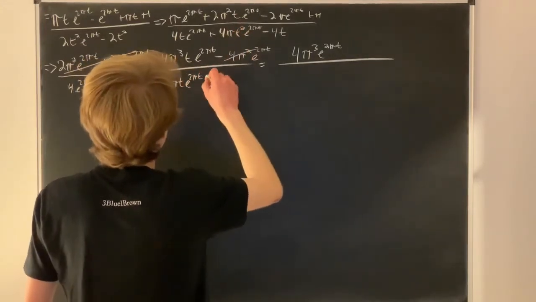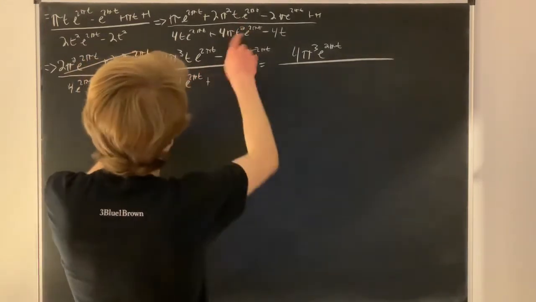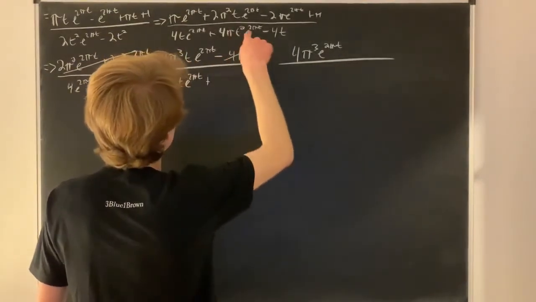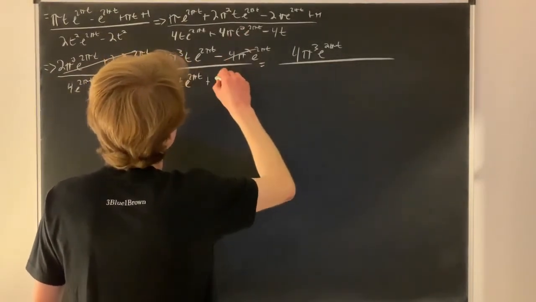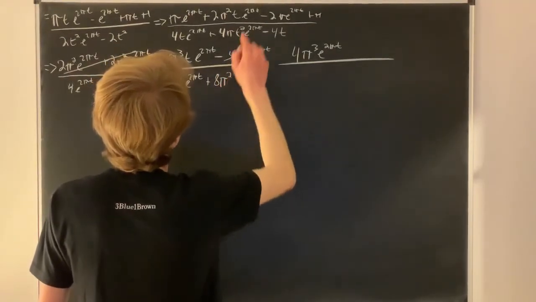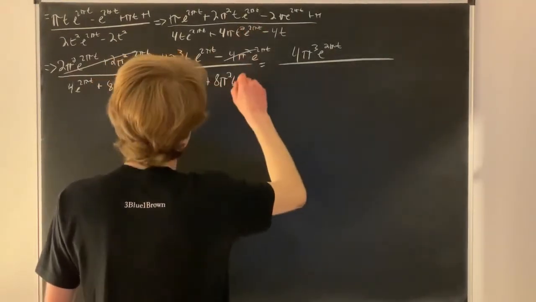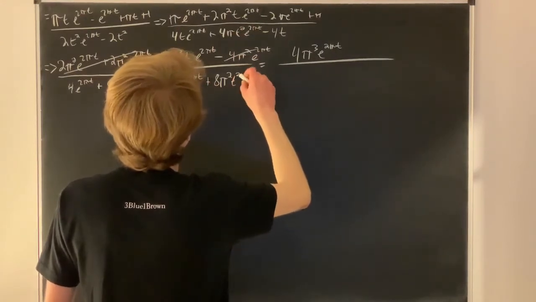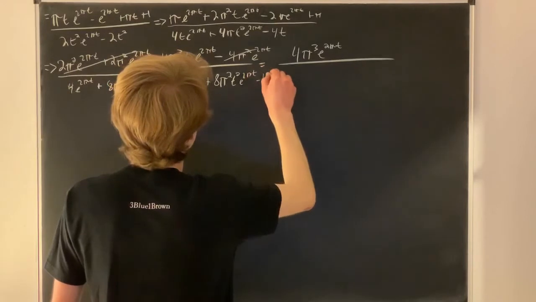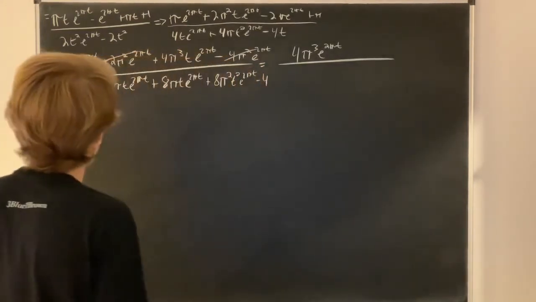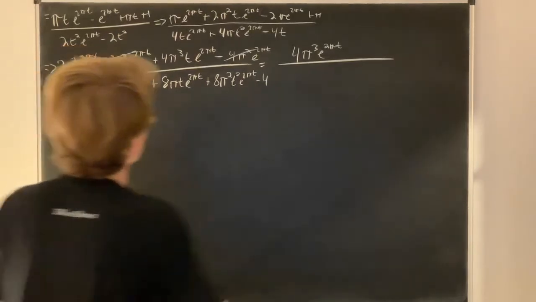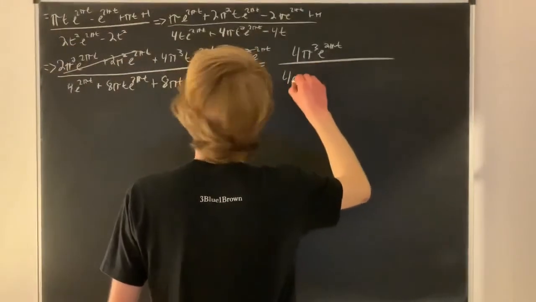Plus, now for the second product rule, we're going to ignore t and take the derivative with respect to e. So that's going to give us our 8 pi squared t squared e to the 2 pi t, minus our 4. And there we go. So then we have right here, there's our 4 e to the 2 pi t.